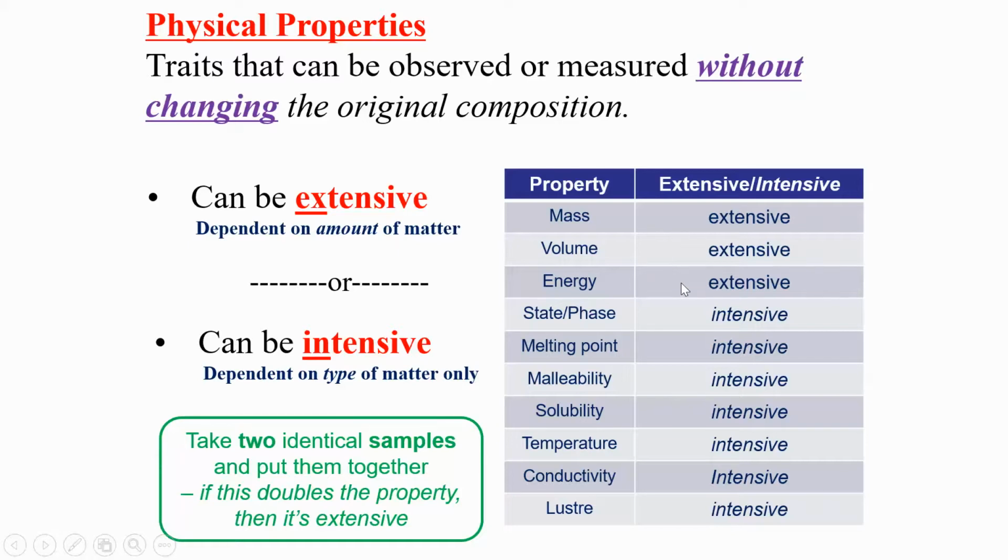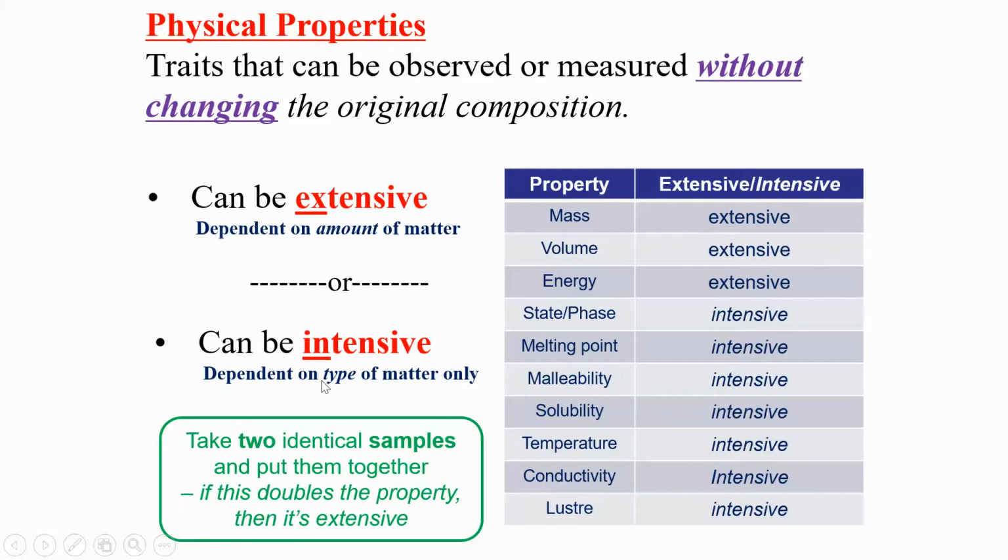So the only things that change with amount are how heavy they are, how much space they take up, and how much energy they have. The other things like their state, their melting point, their malleability, solubility, temperature, conductivity, and luster, and so forth, those don't depend on the amount, they depend on the type.